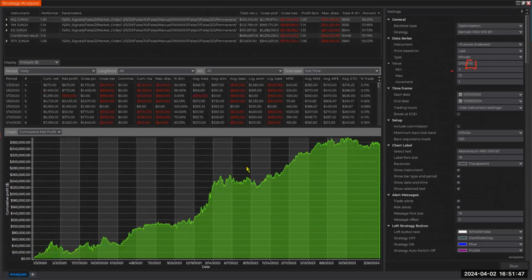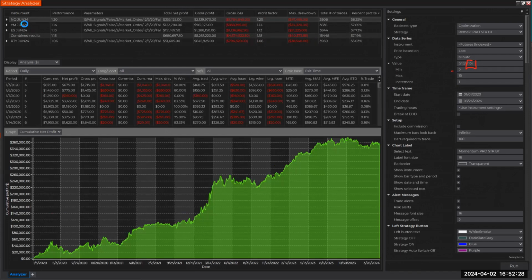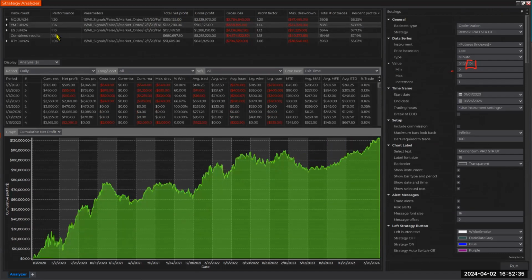58% on the NQ, robust. 4 years, how many trades? 3,800 trades in a 4-year period on a 15-minute time frame. And I could show you the others, judging from the total net profit and the performance. All of them, even the combined, is convincingly above 1.0. This is the YM. I'm obviously proud of this product and what we achieved here.